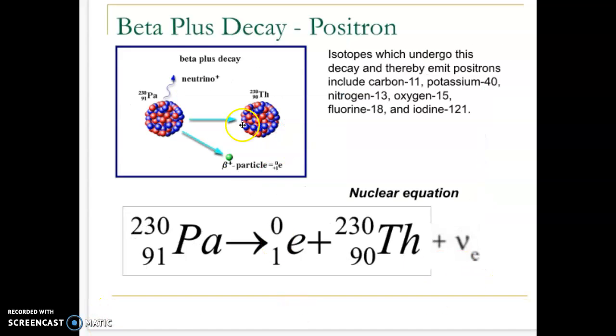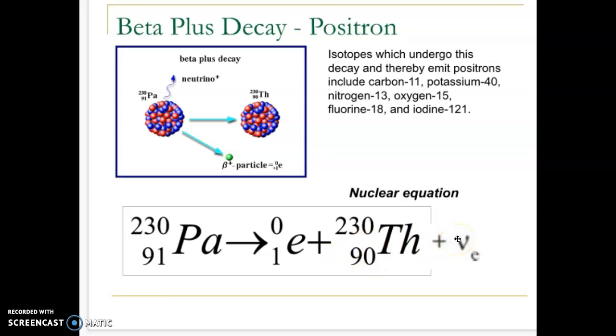This is beta plus decay, the positron. And similarly, we're going to see a parent nucleus which decays by releasing a positron, which we represent like this, 0 and a +1 here, and that gives us this daughter element of thorium, 230, and 90 is our proton number.